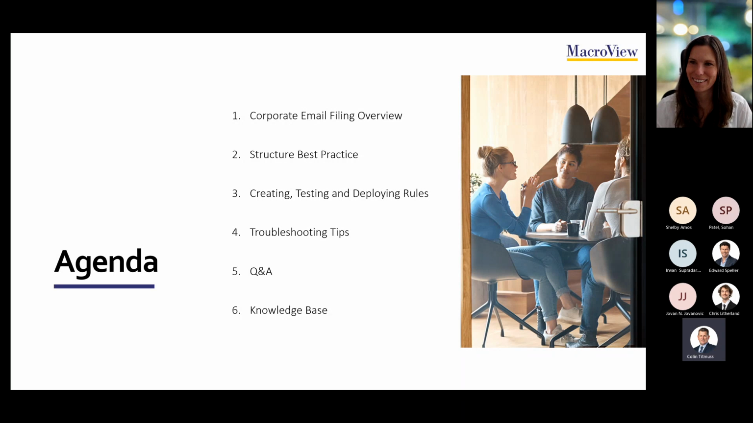Good. Okay. So what I'm going to go through, first of all, as I said, some of you may have used or be quite familiar with corporate email filing, so I'll give a bit of an overview for those that are maybe less familiar with it, to show you what it can do and how it can work with the different types of rule. We'll talk about best practice, the structure and the considerations for different types of rules, or for designing a structure if you want to use corporate email filing. Then we're going to get in and do the testing, deploying, touch on troubleshooting, and Q&A at the end.